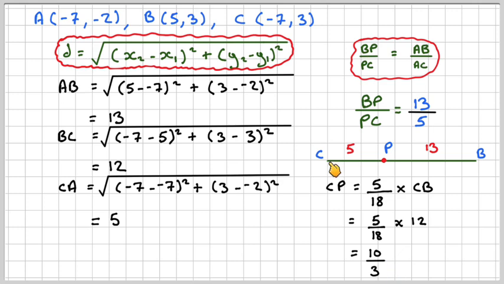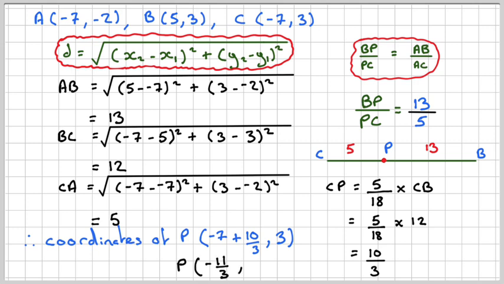And then we can take the x-coordinate of C. We're now going to find the coordinates of P. The x-coordinate is minus 7 plus 10 over 3. We don't need to do anything to the y-coordinate because B also had a y-coordinate of 3.